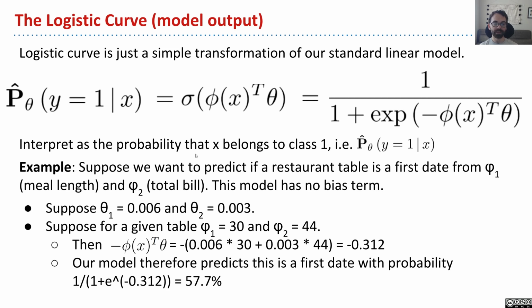And when we actually plug this into our logistic curve equation, then we get 1 over 1 plus e to the minus 0.312, or 57.7%. So that's what our model does.